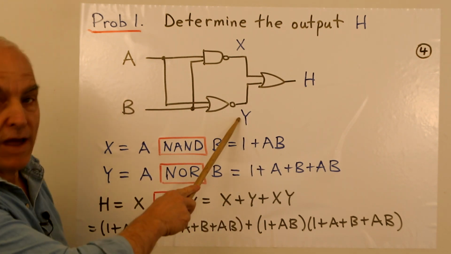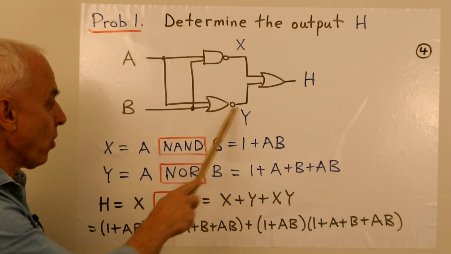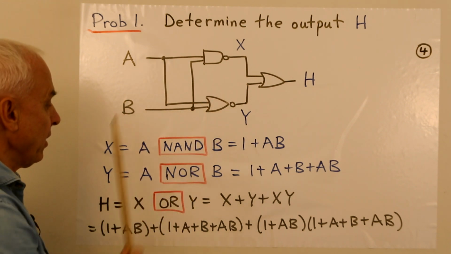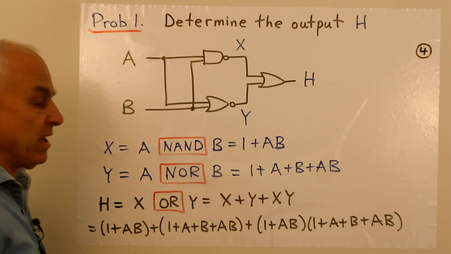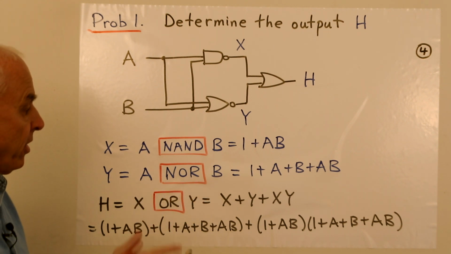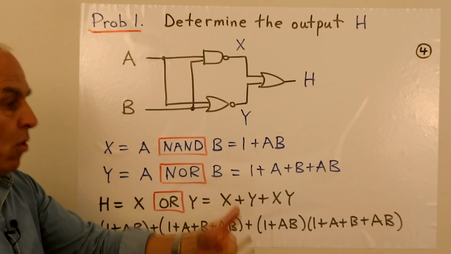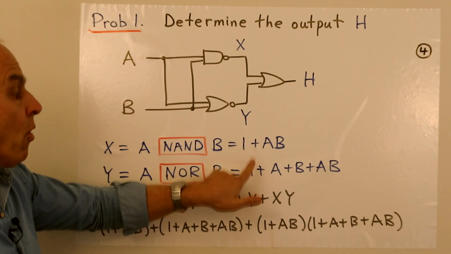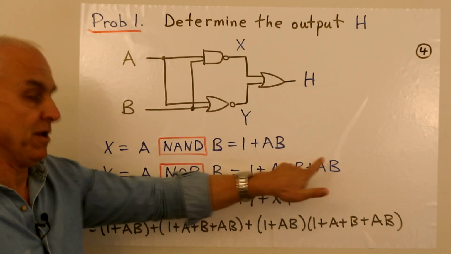Well, what about y down here? Well, this is a NOR gate, also with input A coming here and B here. So this is A NOR B. And we remember that NOR is the negation of the OR. The OR is A plus B plus AB. So the NOR is 1 plus A plus B plus AB.